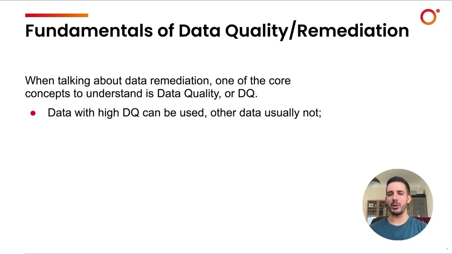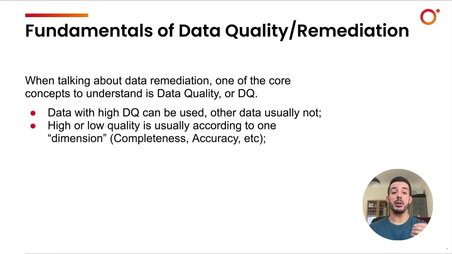It is self-explanatory to a degree. In other words, data that have high data quality can be used, while other data that have low quality usually can't be used. But it's important to understand that high or low quality is not absolute. It's usually according to one of the key dimensions used in data profiling, for example, which can be completeness, accuracy, and so on.